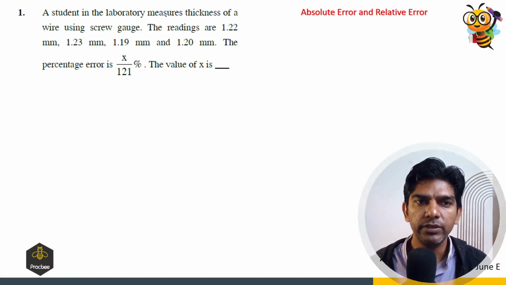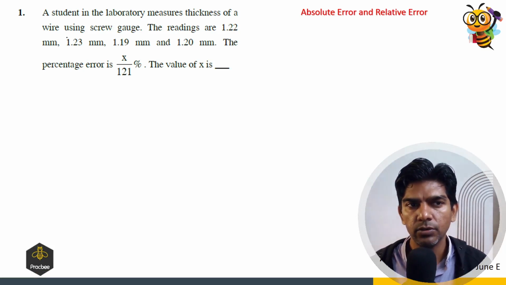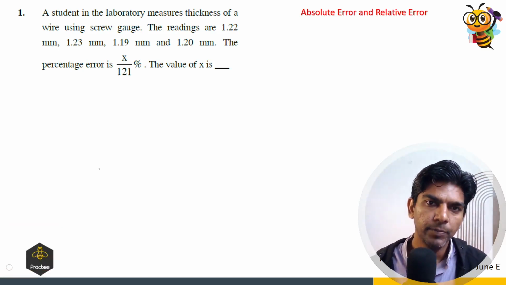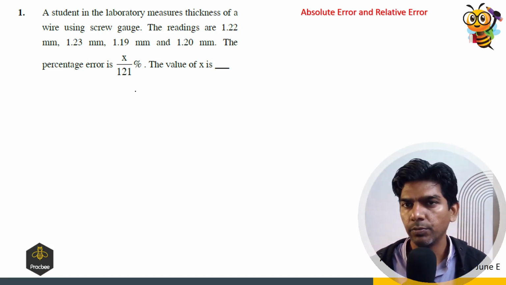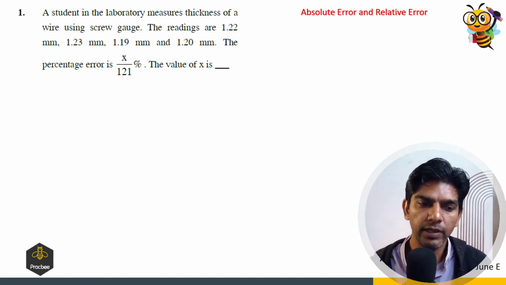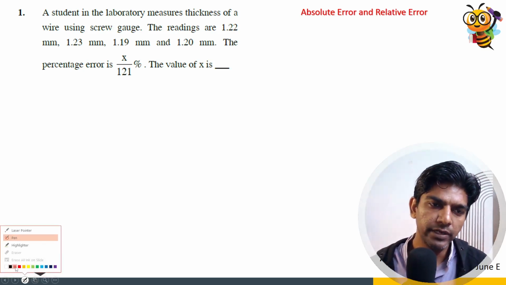So a student in a lab measures the thickness of a wire using a screw gauge. The readings are 1.22 millimeter, 1.23 millimeter, 1.19 millimeter, and 1.20 millimeters. And the percentage error is x upon 121 percent. We have to find the value of x.